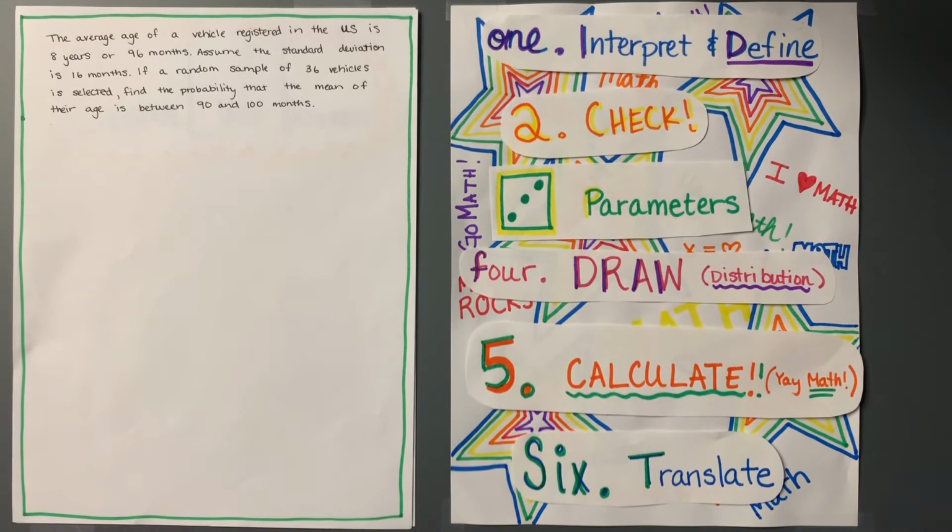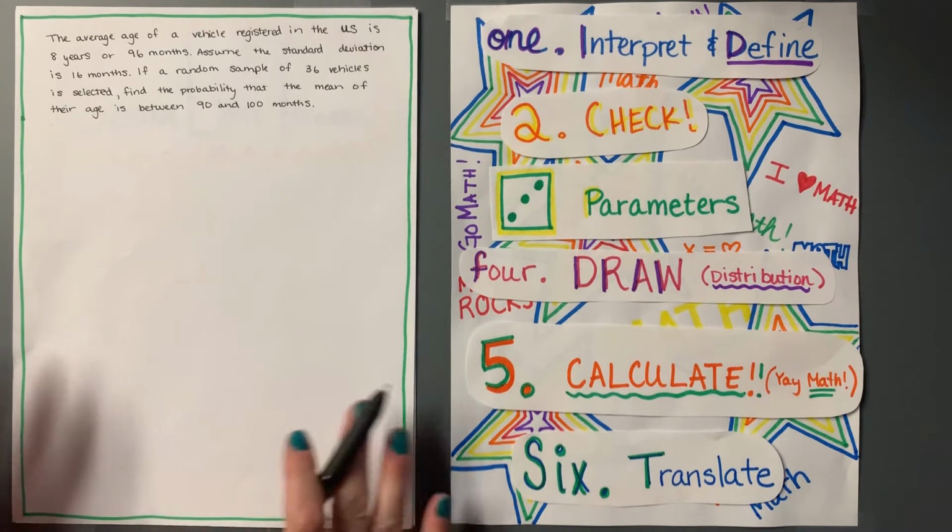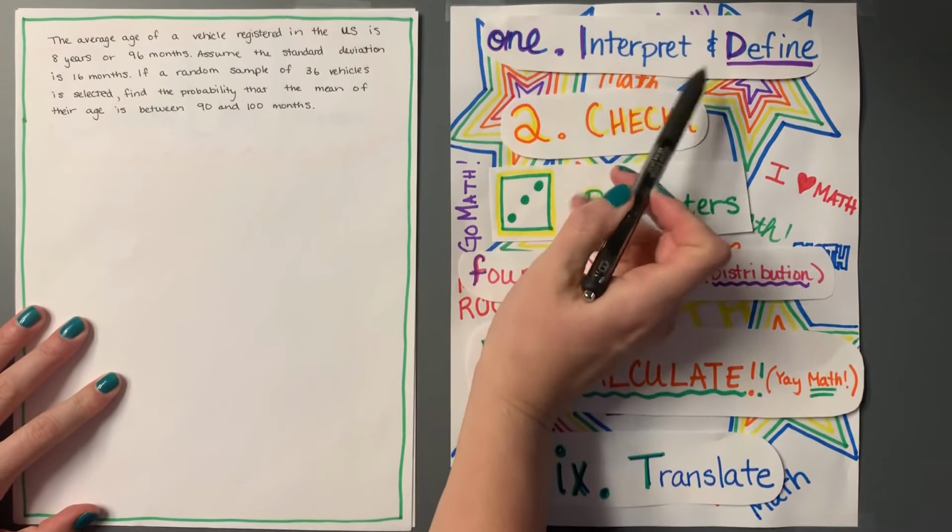The average age of a vehicle registered in the US is 8 years or 96 months. Assume the standard deviation is 16 months. If a random sample of 36 vehicles is selected, find the probability that the mean of their age is between 90 and 100 months. So the first thing I need to do is interpret and define.